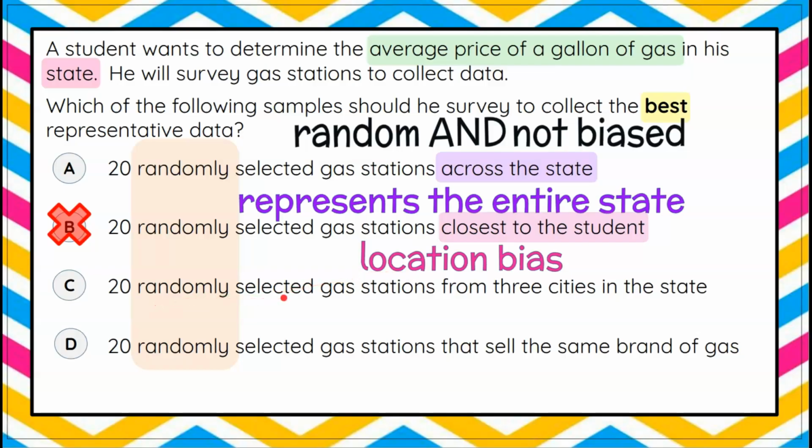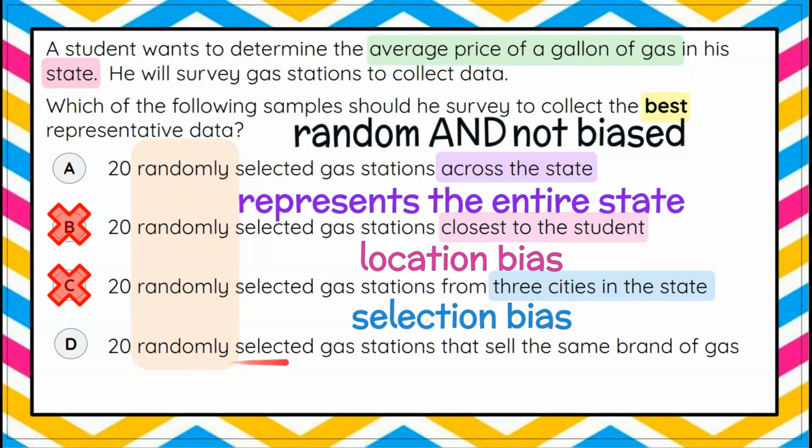C, we have random, and then we have from 3 cities in the state. That's selection bias. I think that's too few cities and that has more bias than the first. This is across the entire state. 3 cities is not representing the entire state. We're going to eliminate that.